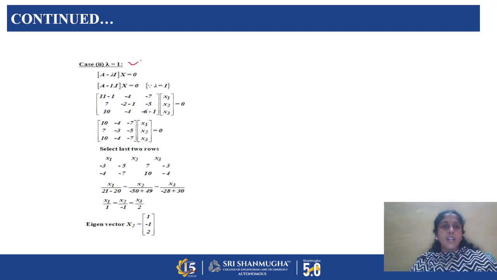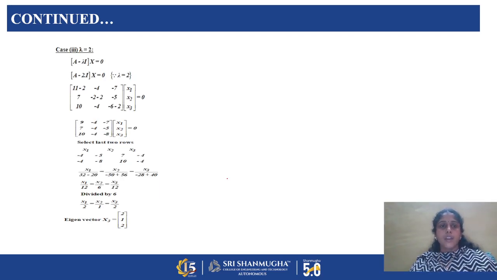Next, lambda equal to 1 is the next eigenvalue. When I put lambda as 1, I get 10 minus 4 minus 7, 7 minus 3 minus 5, 10 minus 4 minus 7 times x1, x2, x3 equal to 0. The same way as I explained earlier, you have to choose the last two rows. When I simplify this, I get x2 as 1, minus 1, 2.